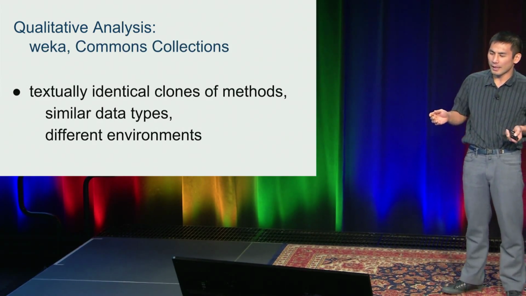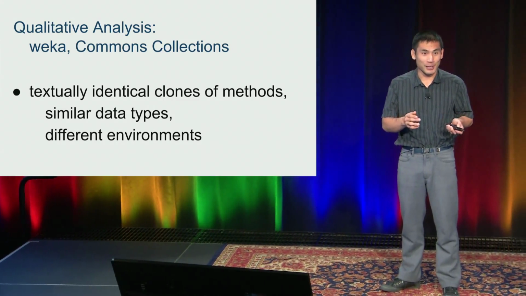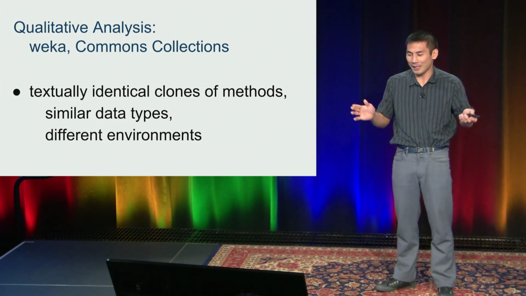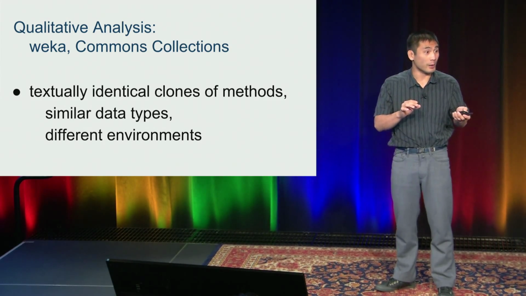Some other tests had textually identical clones of methods. It really did look like someone did Control-C, Control-V. It had similar data types, but they ran in different environments. That's something you'd have to consider when you're refactoring these tests.